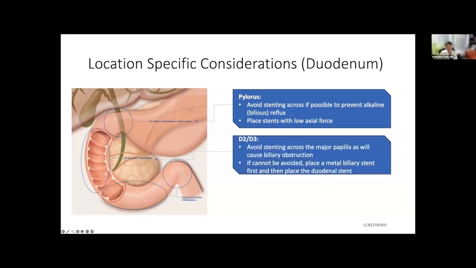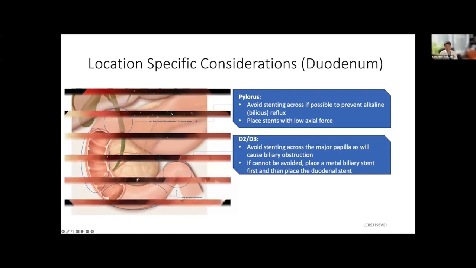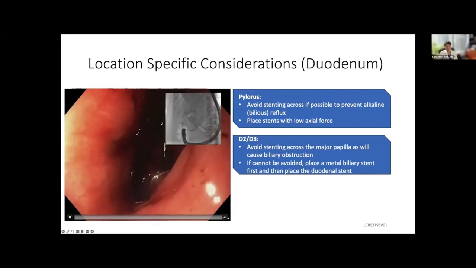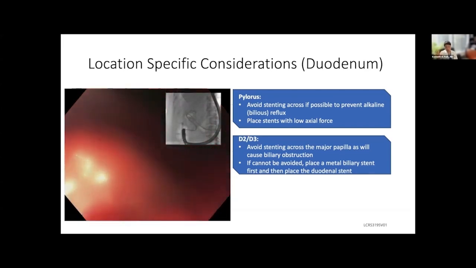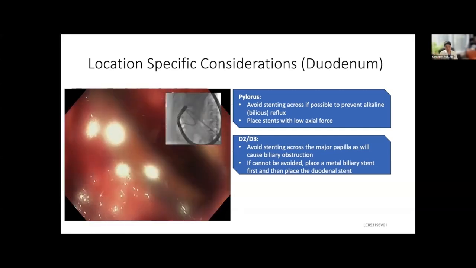In the second or third portion of the duodenum, obviously one of the most important structures that we deal with as interventionalists, the ampulla, the minor or the major papilla, is there. Avoid stenting across it because, one, after you place it, tissue overgrowth will cause that area to get obstructed. And then the only way to really cannulate is blindly, as you'll see here. Thank God the metal biliary stent had been placed, but despite that, you'll see how difficult it is.